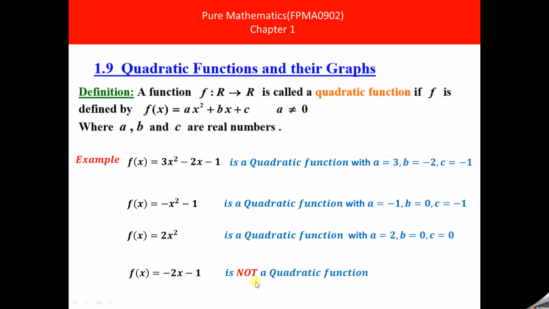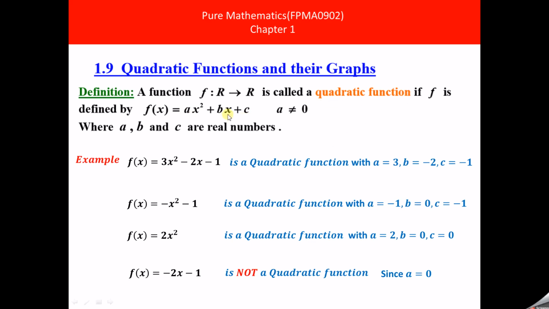Therefore, this is not a quadratic function. Okay, and what is the reason? A equals 0, that is, the coefficient of x square is 0. Therefore, this is not a quadratic function. So a quadratic function is always of the form ax square plus bx plus c, where the coefficient of x square is not equal to 0. That means the x square term should be there. Without the x square term, we cannot call it a quadratic function.